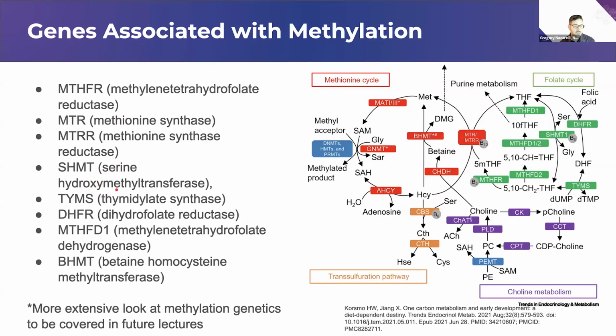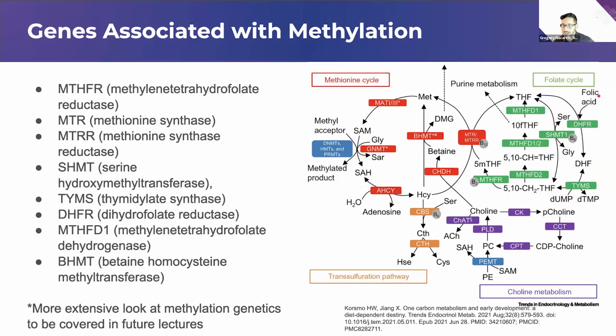SHMT, serine hydroxymethyltransferase, is somewhere over here. It's basically functioning to alternate between serine and glycine, and then functions in tetrahydrofolate metabolism. TYMS, thymidylate synthase, is down here. This is getting into nucleotide synthesis. That's another aspect of methylation, that it helps to create nucleotides, that being the backbone of our genes. DHFR, dihydrofolate reductase, should be, okay, here it is.